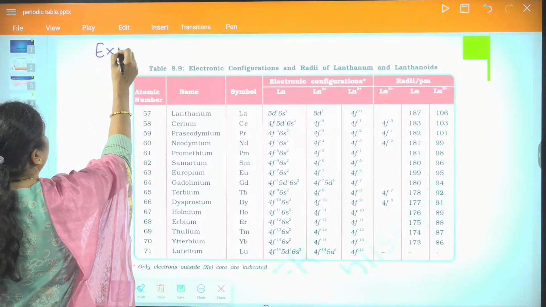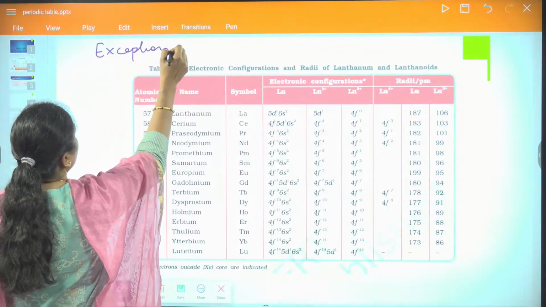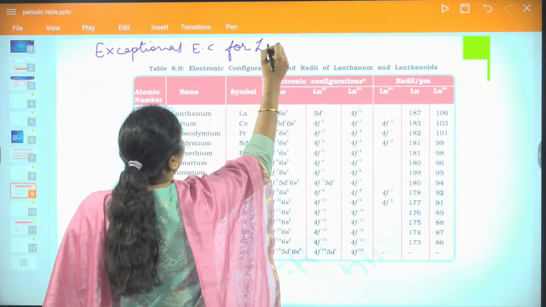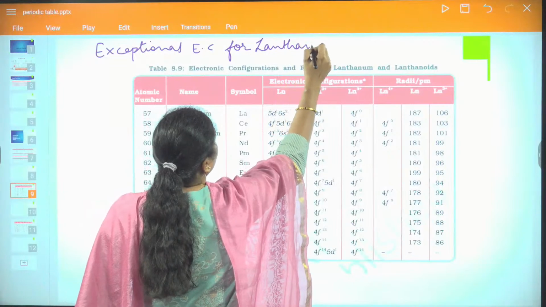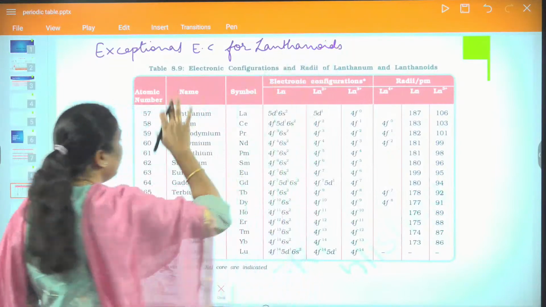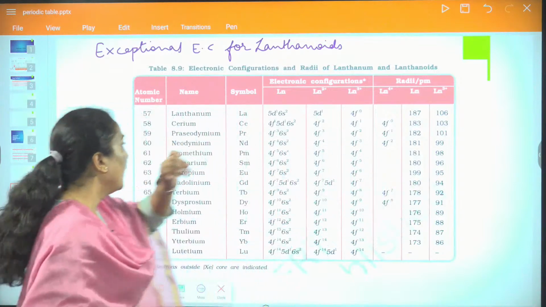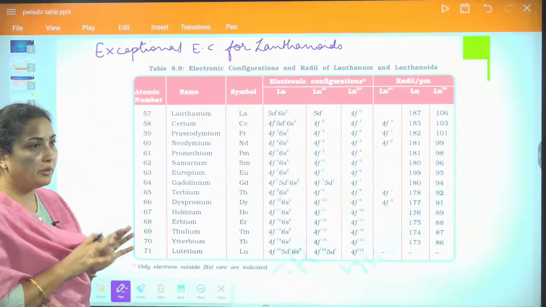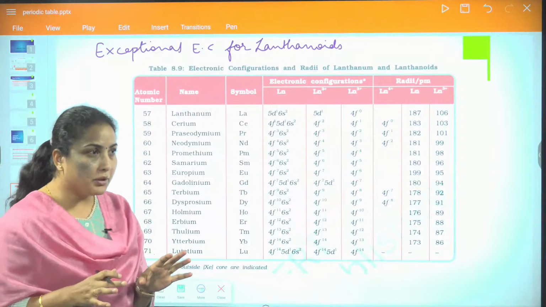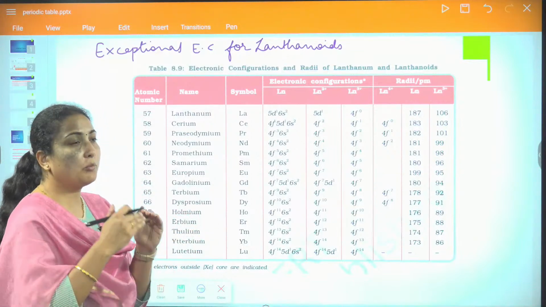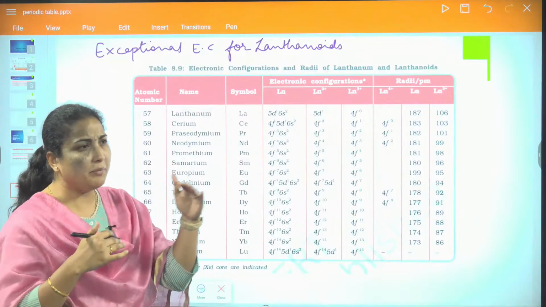So you should be writing exceptional electronic configuration for lanthanoids. Now, first thing first, we need to remember, you don't have to worry about this. You have to remember basically what are the elements here, their symbol, okay? Now, I'm going to give you this mnemonic, but it is in breaks.